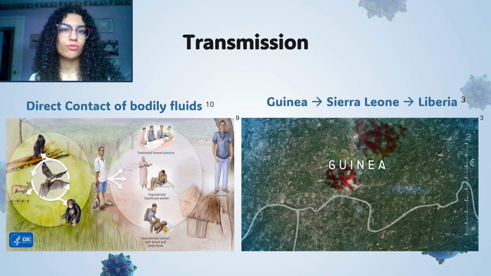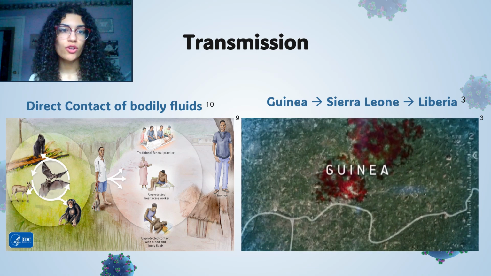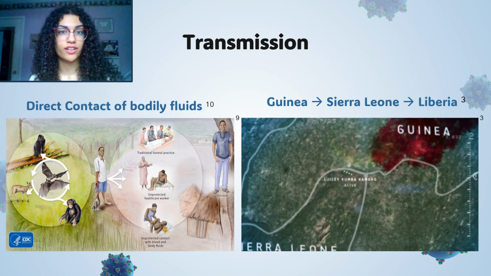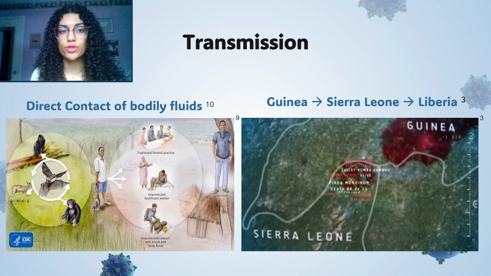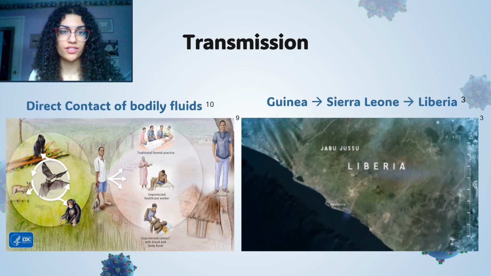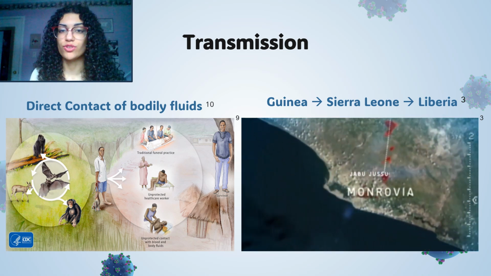The mode of transmission was direct contact of bodily fluids. In Guinea, one of the main events that contributed to the spread was traditional burial rituals. Washers spent hours cleaning bodies, but the bodies were highly infectious. As this was going on, people were traveling from Guinea to Sierra Leone across borders that lacked immigration police, so it was easy. By March 2014, the virus was also in Liberia.